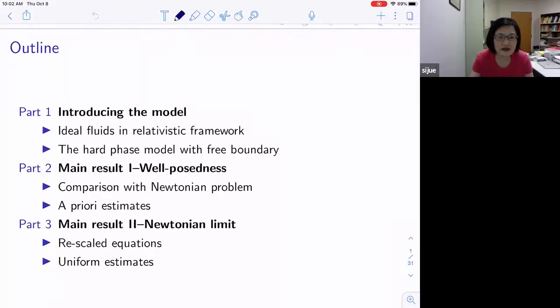What we have been able to do is prove a well-posedness result. This is, of course, a local well-posedness, local in time. The main step is finding the a priori estimates, and then constructing the solution becomes quite natural once we find the a priori estimate for our model. It turns out that our estimates are also very robust. They give a uniform estimate, and that allows us to pass to the Newtonian limit as the speed of light goes to infinity.